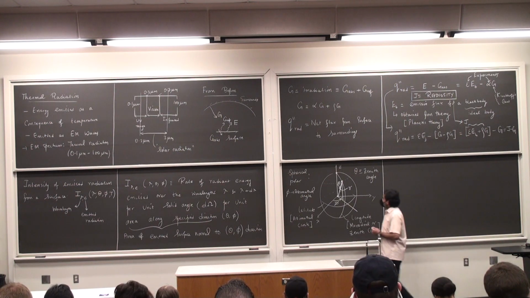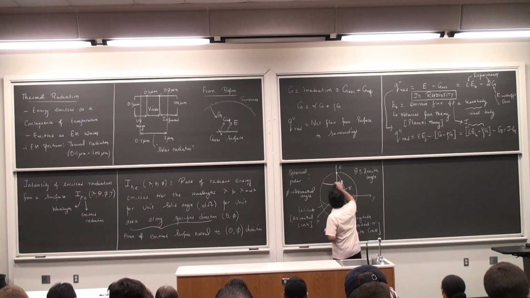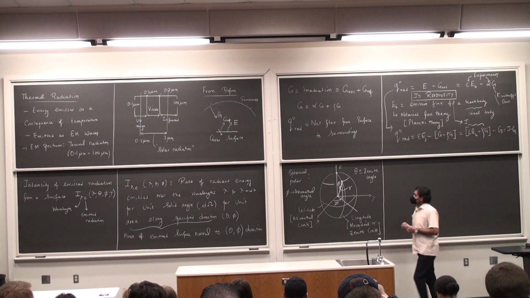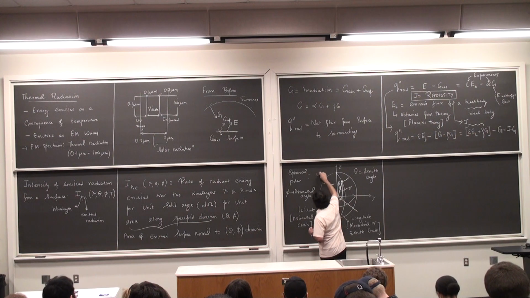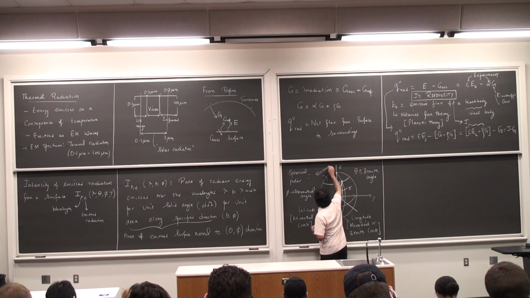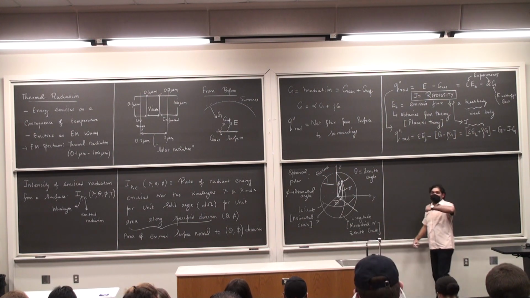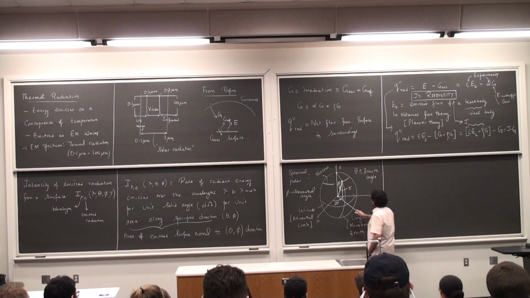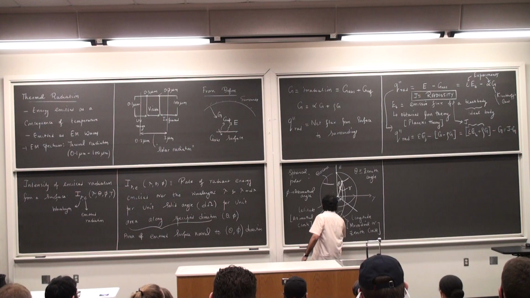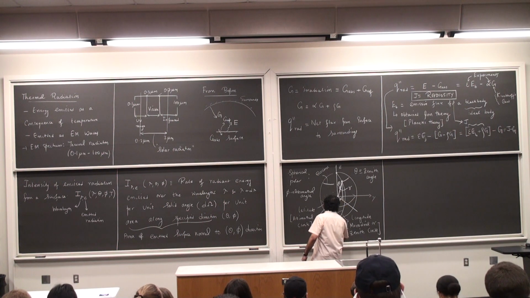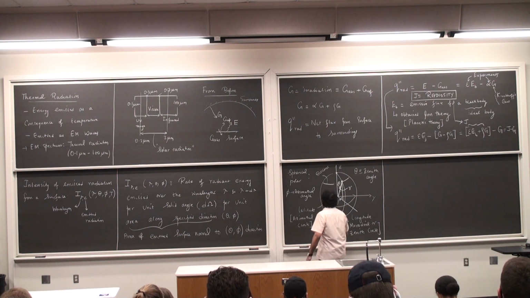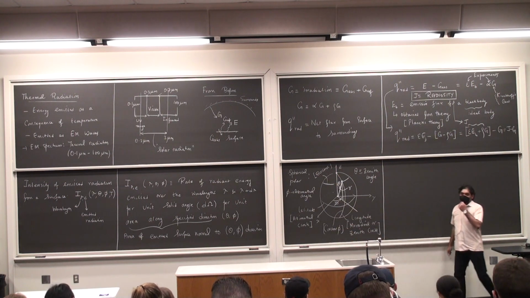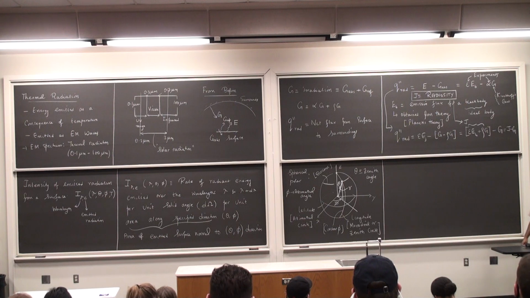These circles here, these are circles of constant theta. And the other circle that you see, the meridional circle, they are circles of constant phi. So this is a spherical polar coordinate frame.